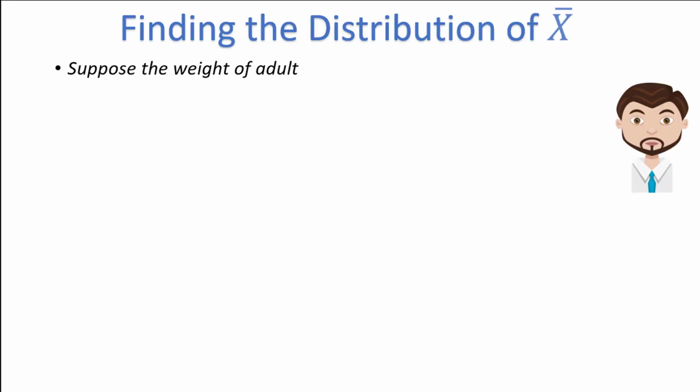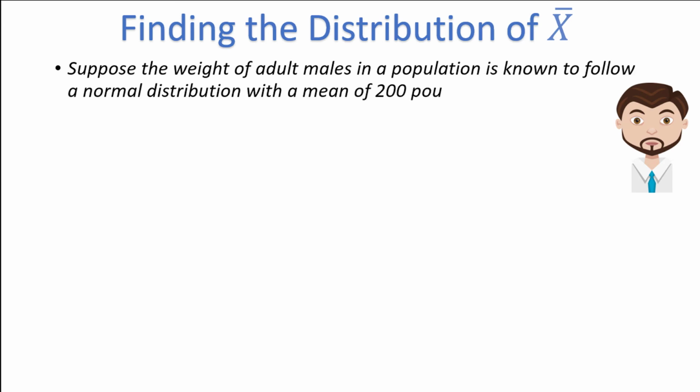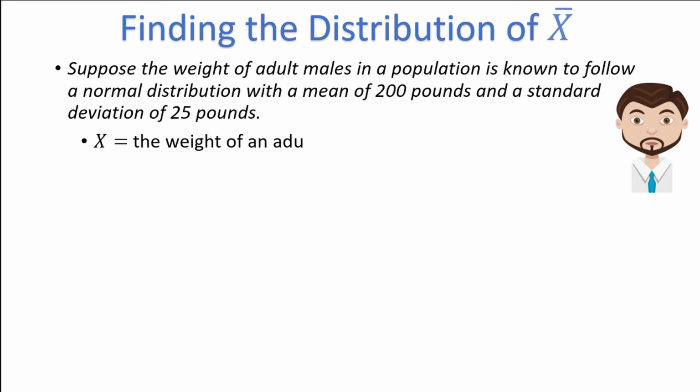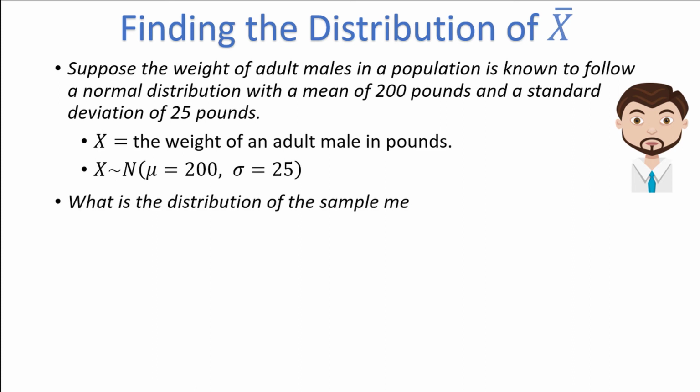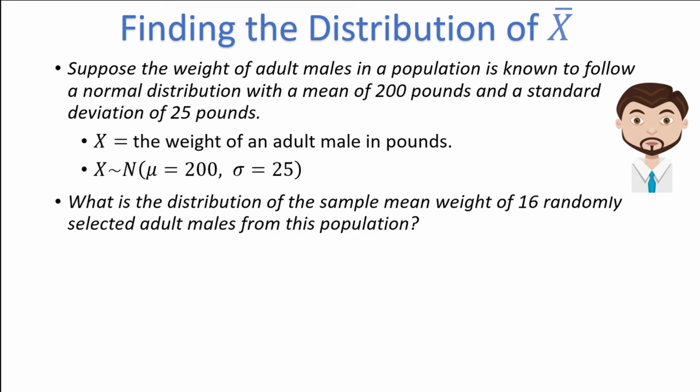Suppose the weight of adult males in a population is known to follow a normal distribution with a mean of 200 pounds and a standard deviation of 25 pounds. If we let x equal the weight of an adult male in pounds, then x is normally distributed with a mean of 200 and a standard deviation of 25. Let's say a sample of 16 adult males is taken. What is the distribution of the sample mean weight of 16 randomly selected adult males from this population?